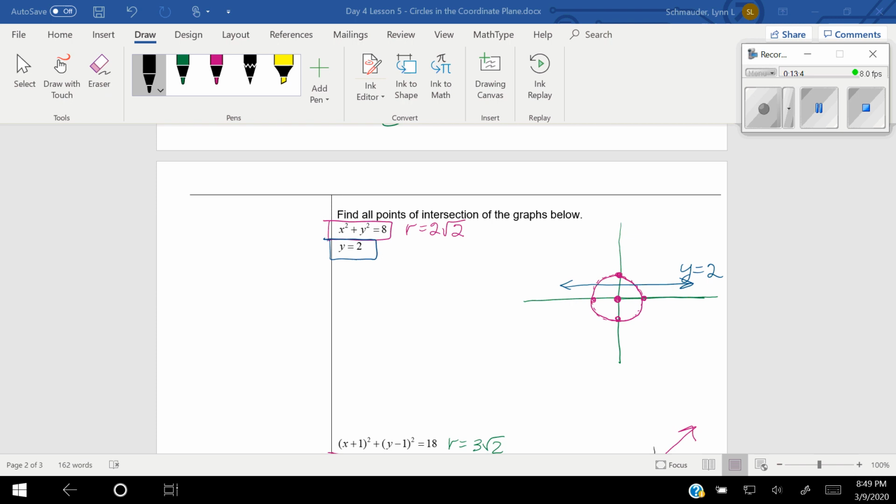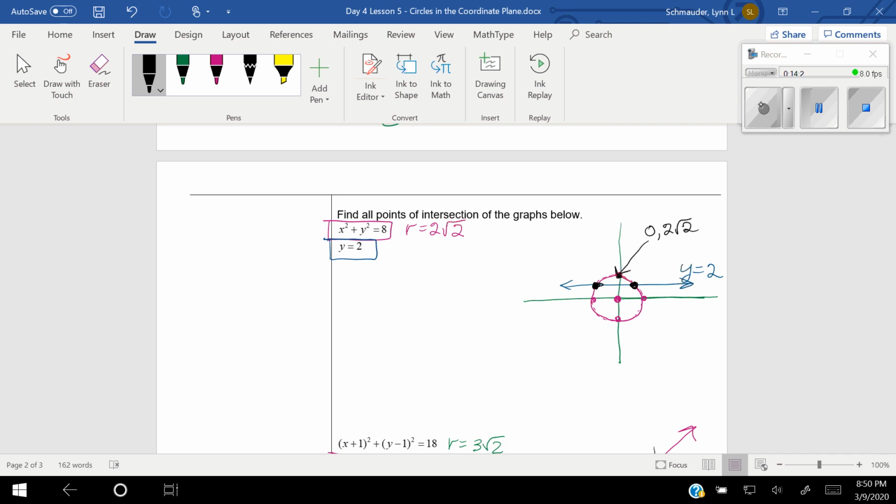All right, guys, here we go. How are we going to solve this? We're going to use substitution. That's how we're going to solve it. And what are we looking for? We're looking for the points of intersection. So I know I've got two points of intersection. How do I know that this line y equals 2 isn't above the circle? Well, because I know this point right here is 0, 2 square root of 2. So I know that line has to be underneath that point because 2 is less than 2 times the square root of 2.